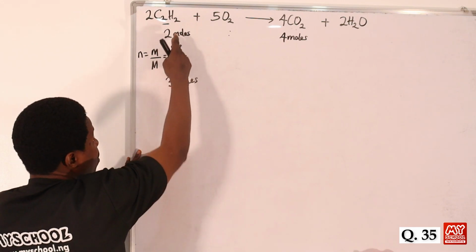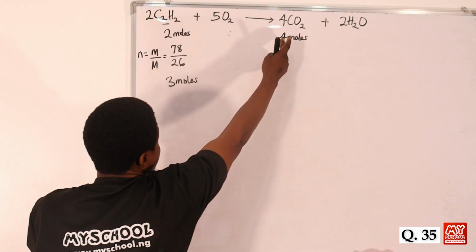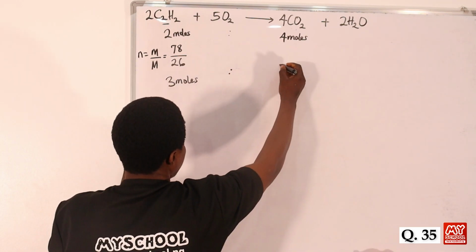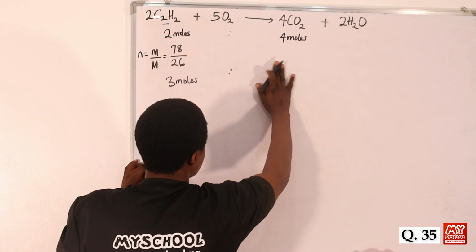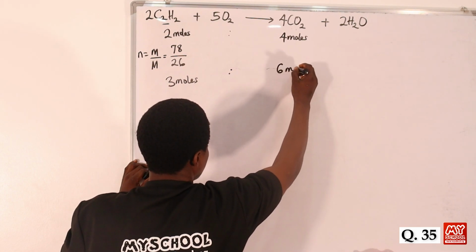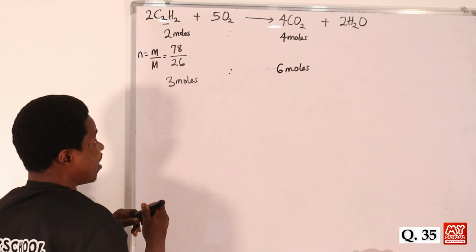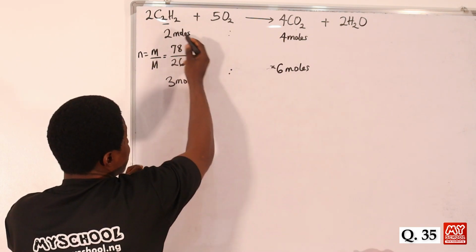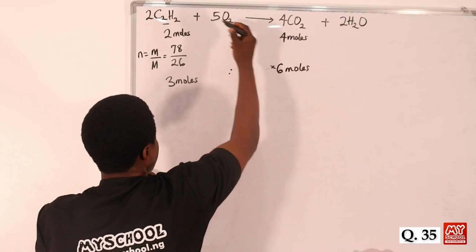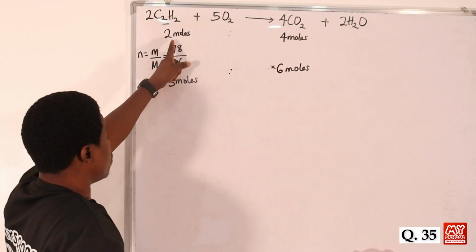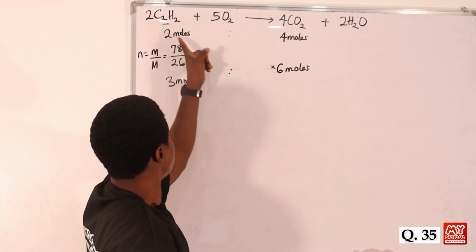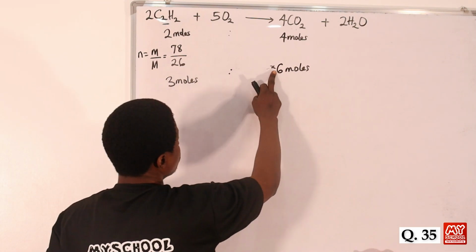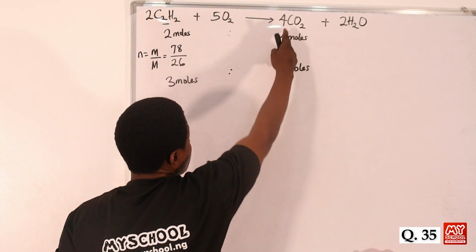So which gives us 3 moles. In other words, if 2 moles of ethane produces 4 moles, then 3 moles of ethane will produce what? X moles. Of course, this should be 6 moles. I hope no one is asking me how we got the 6 moles. If this were X, if you cross multiply, 2 times X will be 2X, then this is 12. 12 divided by 2, we have 6. Look at the ratio. Ratio 2 is to 4. If ratio 2 is to 4, then it will be ratio 3 is to what? So 3 moles of this is meant to produce 6 moles of carbon dioxide.